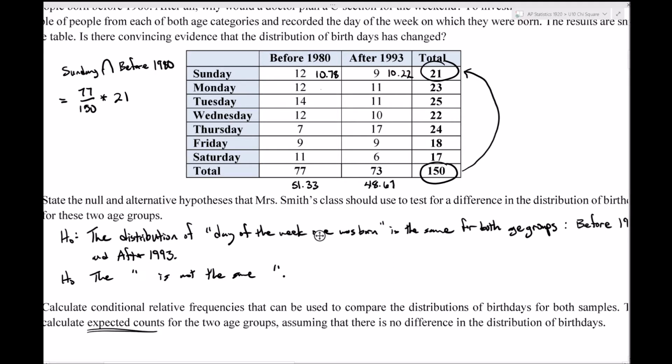So those percentages should be the same all the way throughout if there is no difference in the distribution of the day on which these people were born for either age category. So that's the way that we're going to do this.